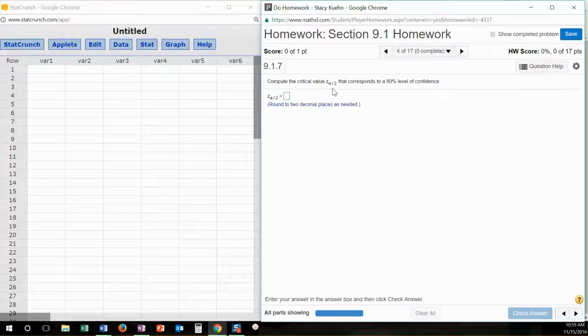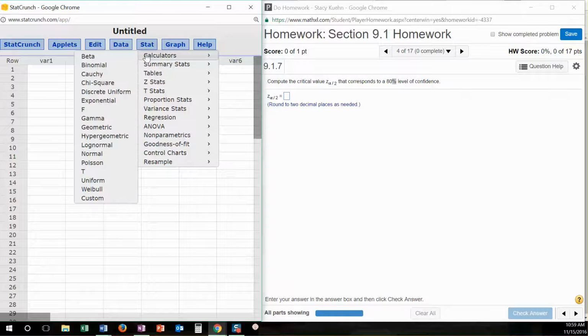And that kind of makes a difference for the way that we look at the calculator. Now remember, if I want to know what's the critical value given a particular percent, I'm going to go to Stat, Calculators. Now because I'm talking about a z value, I'm looking at a normal calculator, and that's the calculator I'm going to pull up here in StatCrunch.